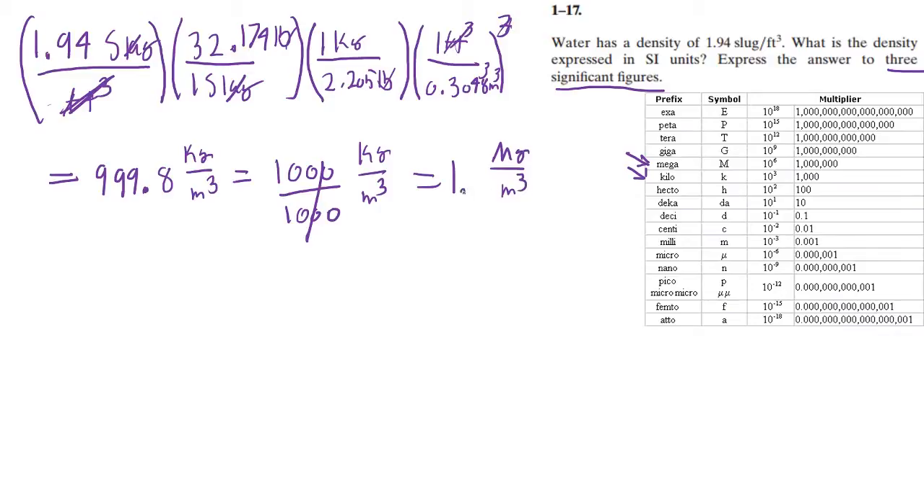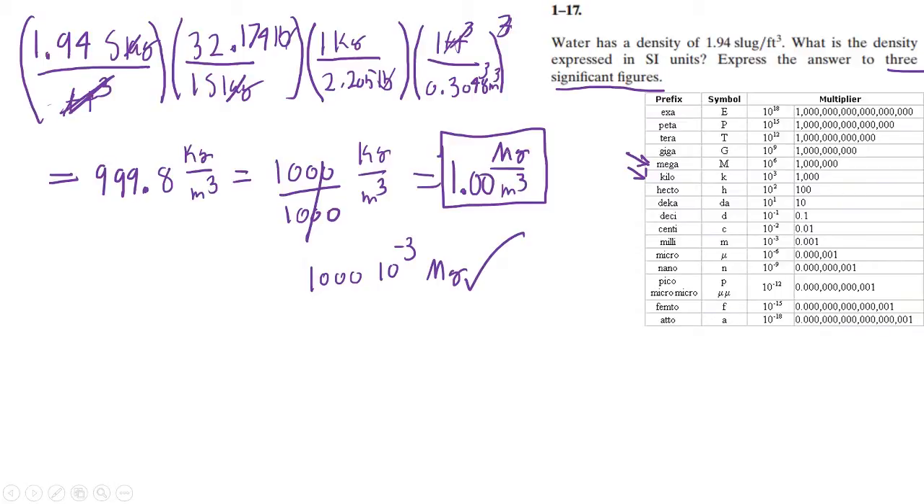And because we want 3 sig figs, 1, 0, 0. Pow. And that's 1-17. This conversion was a little bit sloppy, I admit. So basically you do 1,000, 10 to the negative 3, and then you do megagrams. Because our number is going to get 1,000 times smaller because our unit gets 1,000 times larger. That's my explanation. So that's 1-17. I hope that wasn't too bad.